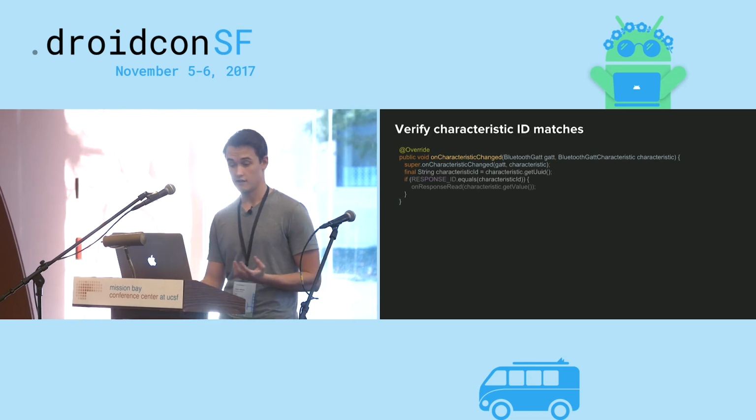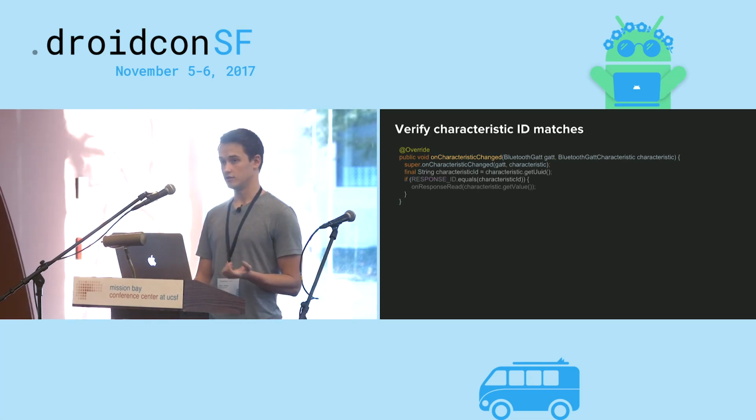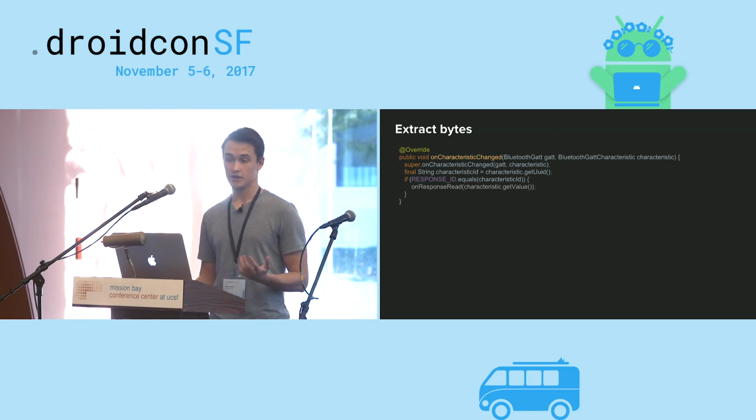We have to first check that the characteristic is equal to the one we're looking for, which is the response characteristic. And if it is, then we can read it and parse the response.